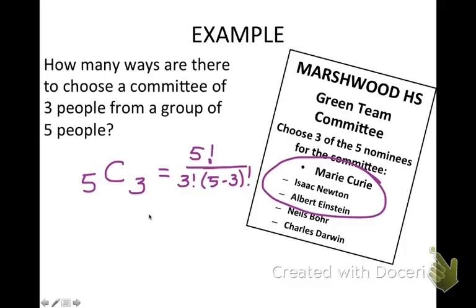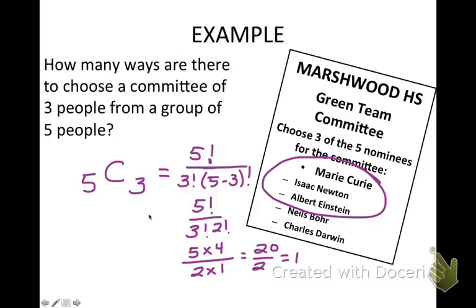Commutative property of multiplication allows you to. Sorry, I wasn't understanding your question. So 3 factorial, 2 factorial. What's going to cancel out from the 5? The 3 and under, so we're just going to be left with 5 and 4, all over 2 factorial, which is 2 times 1. So 5 times 4 is 20 divided by 2, which gets you 10 different ways, 10 different combinations.